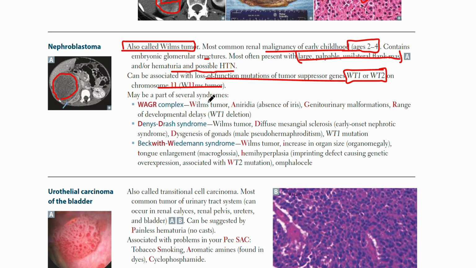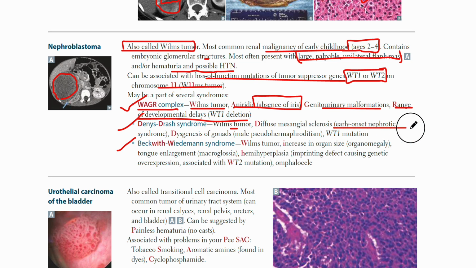And it may be a part of several syndromes like WAGR complex, where there is Wilm's tumor, aniridia, that is absence of iris, and genitourinary malformations, or range of developmental delays, WT1 deletion, right? So it can be a part of WAGR complex or Denys-Drash syndrome or Beckwith-Wiedemann syndrome. In Denys-Drash syndrome, there is Wilm's tumor and also diffuse mesangial sclerosis, that is early onset nephrotic syndrome. And also dysgenesis of gonads can be present, causing male pseudohermaphroditism, and WT1 mutation is the reason.